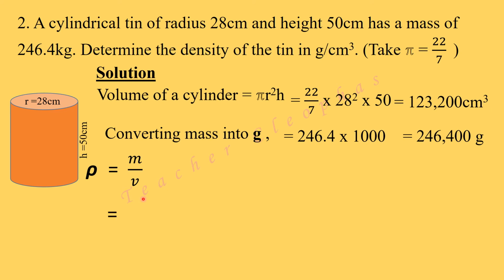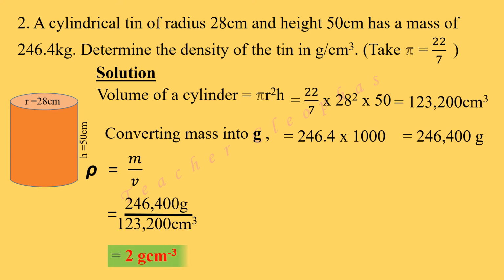So we say density equals mass, which is 246,400 grams, divided by volume, which is 123,200 cubic centimeters. This therefore simplifies to 2 grams per cubic centimeter. And that's it. That's the answer that was required.